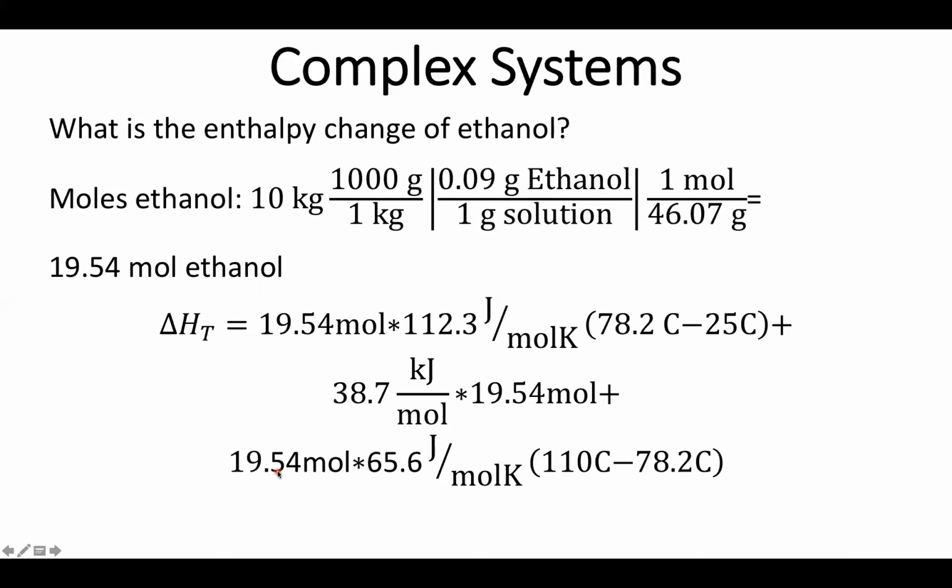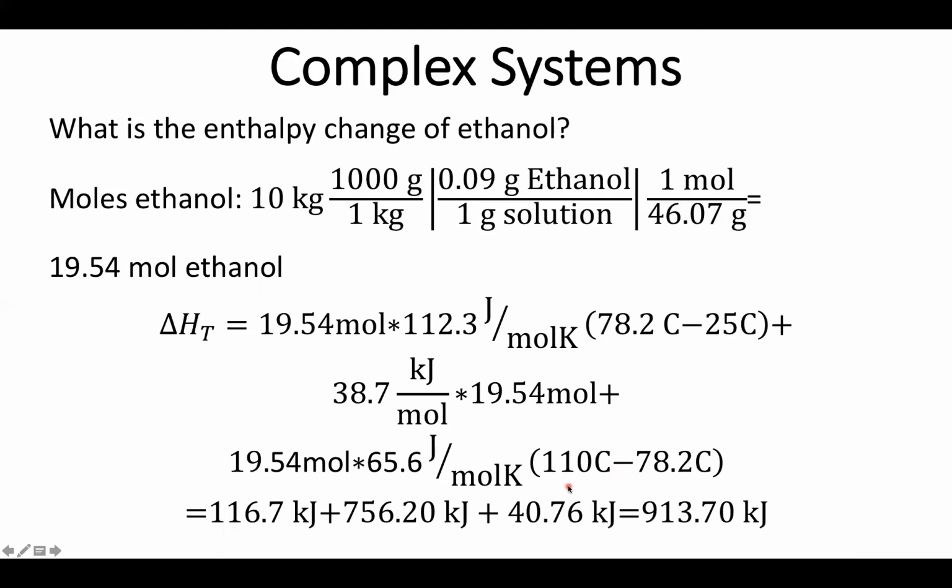how much energy it takes to heat the substance from the boiling point to the ending temperature. So what we end up with is a little over 100 kilojoules to heat it to boiling, about 750 kilojoules to actually boil the ethanol, and then about 40 kilojoules to heat the vapor.